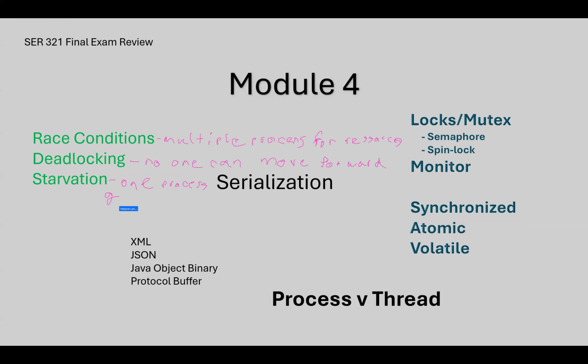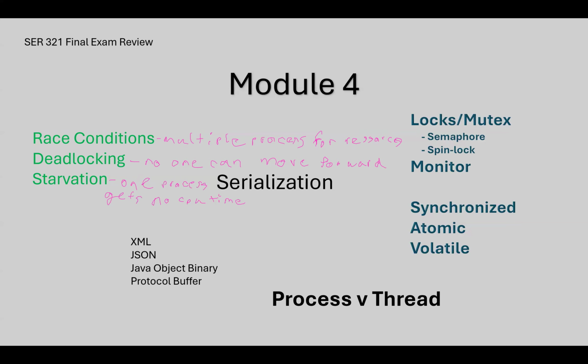Actually, we have our terminology down here for XML, JSON. Is everyone familiar with what these items would be, or maybe more importantly, what XML and JSON have in common, and what Java object binary and a protocol buffer have in common?